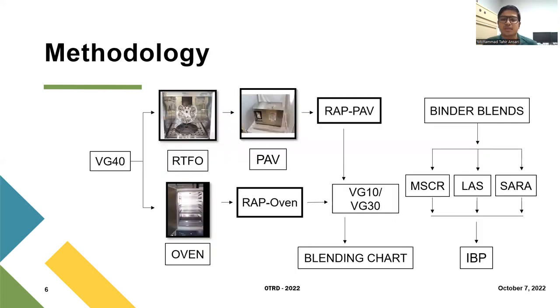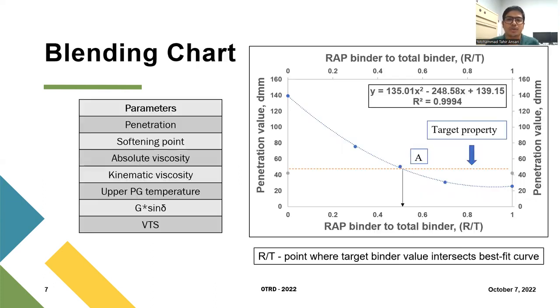These RAP binders were then blended with VG 10 and VG 30, the virgin binders, and then the R by T was obtained using the blending charts. These binder blends were then subjected to performance-based tests like MSCR and LAS, and chemical characterization tests like SARA, and based upon the scores, the ideal blending parameter was obtained.